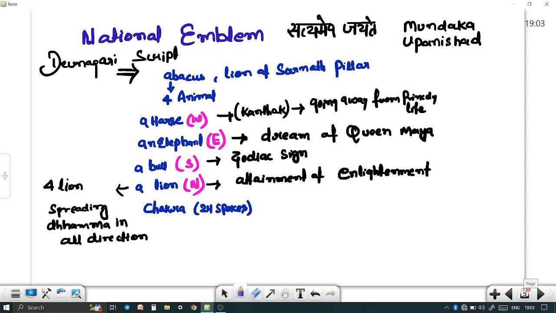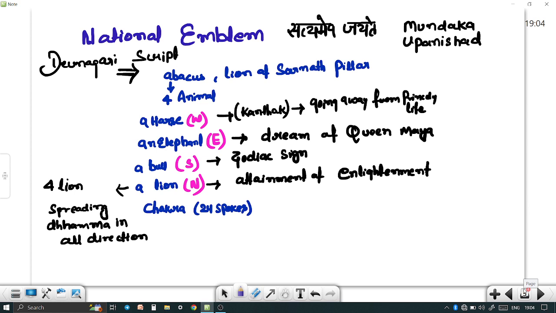The pillar capital was built by Ashoka commemorating Dharma Chakra Parivartan, the first sermon by the Buddha. The four lions symbolize Buddha's spreading of Dharma in all directions. In this national emblem, the words Satyameva Jayate from the Mundaka Upanishad, meaning truth alone triumphs, are inscribed below the abacus in Devanagari script.